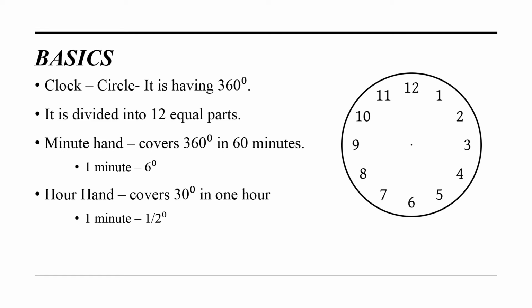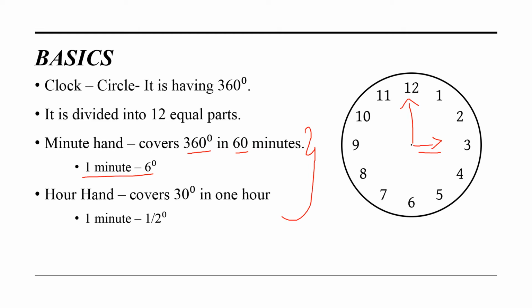If a clock shows 3 o'clock, the hour hand points towards 3 and the minute hand points towards 12. The hour hand is always shorter in length and the minute hand is longer in length. We also remember these two main concepts for solving the following problems. The minute hand covers 360 degrees in 1 hour, that is 60 minutes. In 1 minute the minute hand covers 6 degrees.